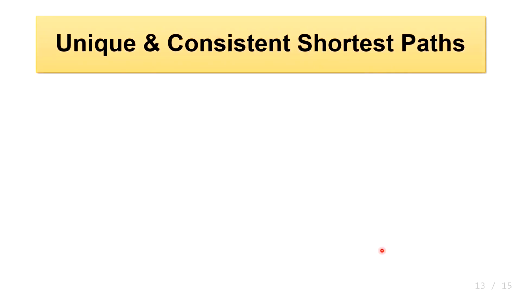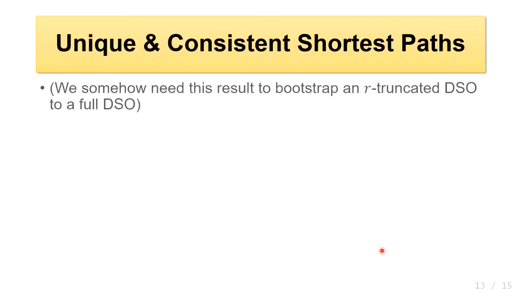Now, I still have some time for the third technical point I mentioned. I'll only have time to tell you what the results are, but I won't go into techniques. So let me first tell you what the problem is. This problem is needed in the bootstrapping step from an R-truncated DSO to a full DSO, that is, in the machinery of my previous ESA paper. But in this paper, we will need a more efficient version of this thing. So we need a new algorithm.